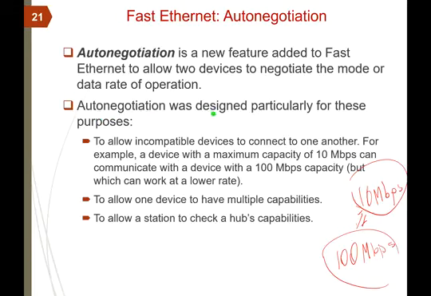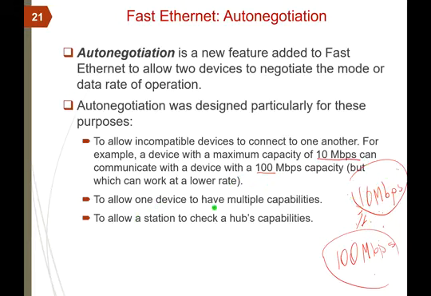Auto negotiation was designed particularly for this purpose, to allow incompatible devices to connect to one another. So 10 and 100 are different standards, but they can. For example, a device with a maximum capacity of 10 megabit per second can communicate with a device with 100 megabit, which can work at a lower rate. Of course, this 100 will switch to a lower rate so that it can communicate with this 10 megabit per second device.